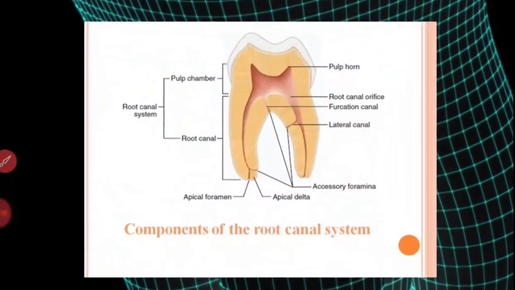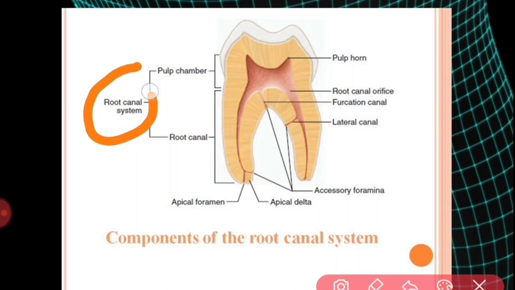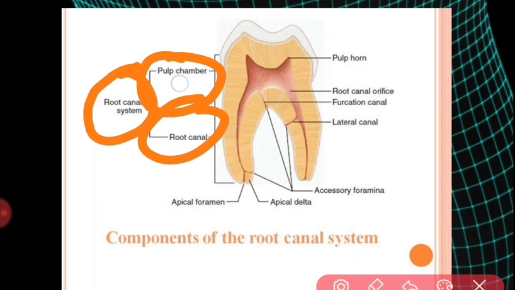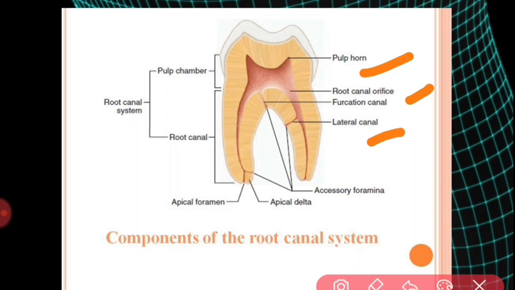And let's see. So some basic component of anatomy you should know, that the whole tooth is divided into the root canal system. It divides into pulp chamber and root canal. The pulp chamber combined with the root canal is called root canal system, or sometimes we refer to it in short as RCS. You can see the pulp horns, you can see root canal orifices, because all these terminology I'll be using. You can see lateral canal, accessory foramens, apical deltas and apical foramen.